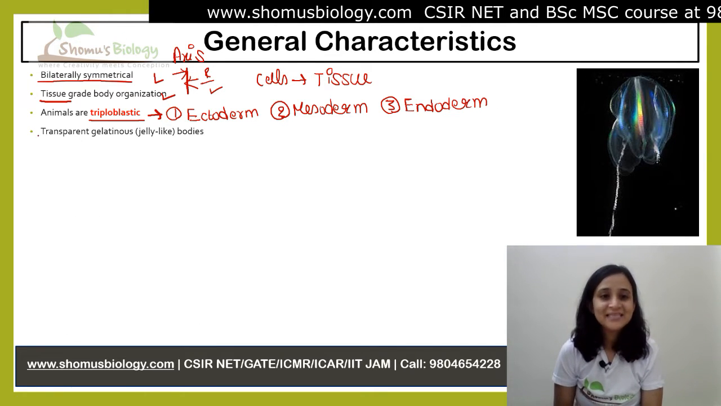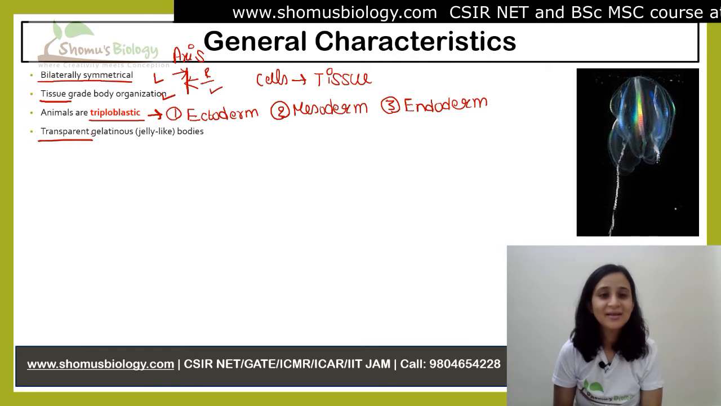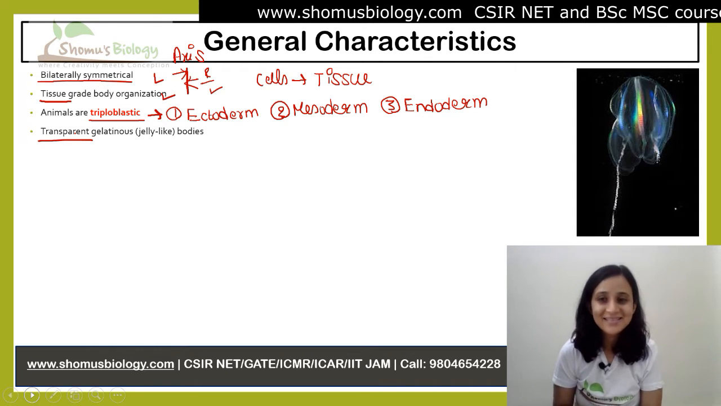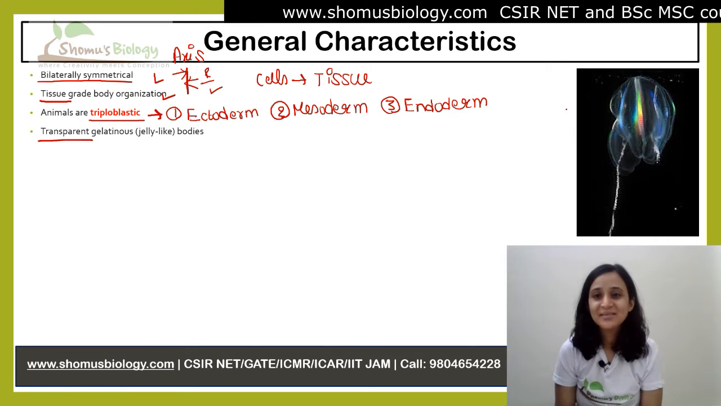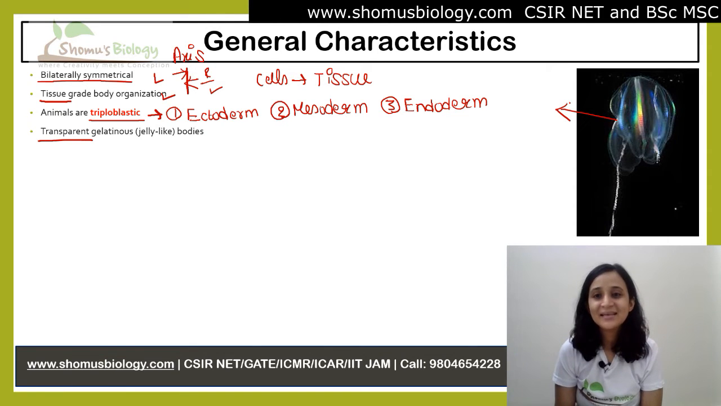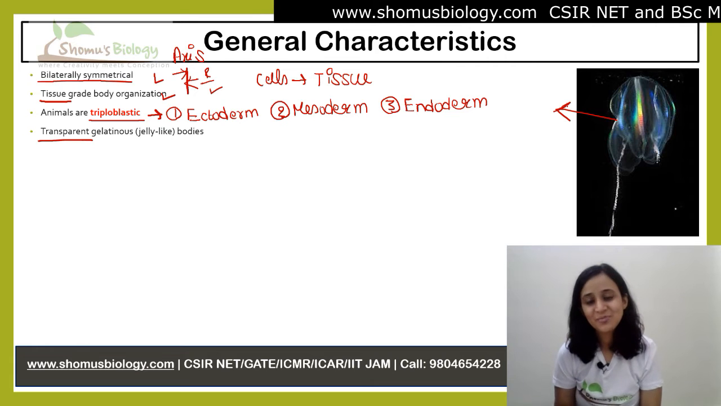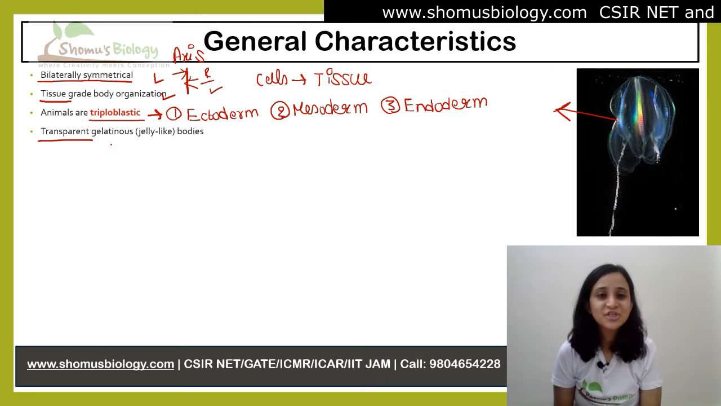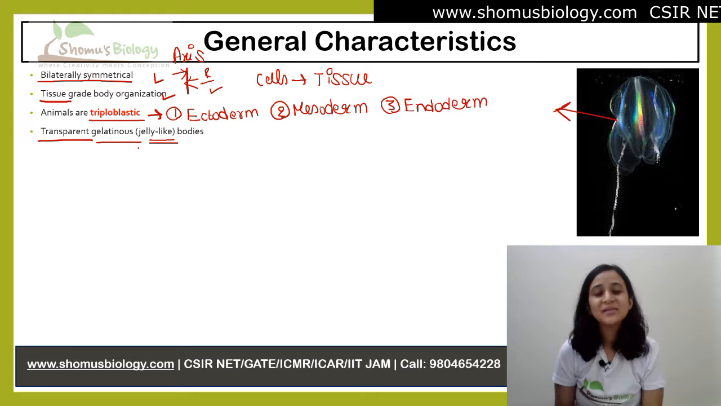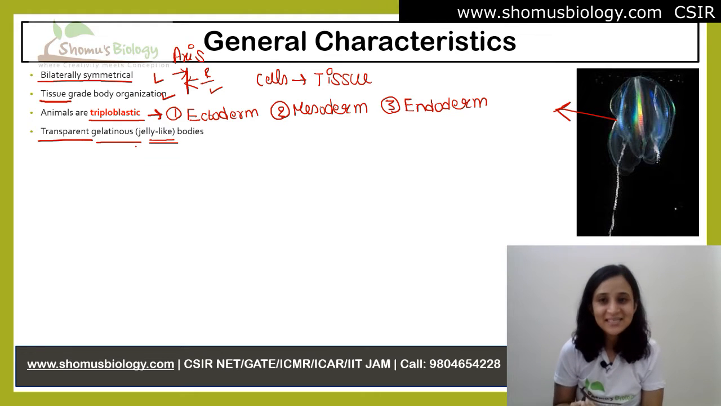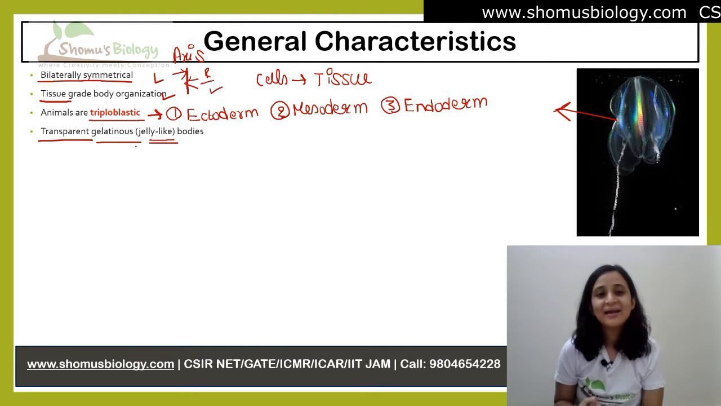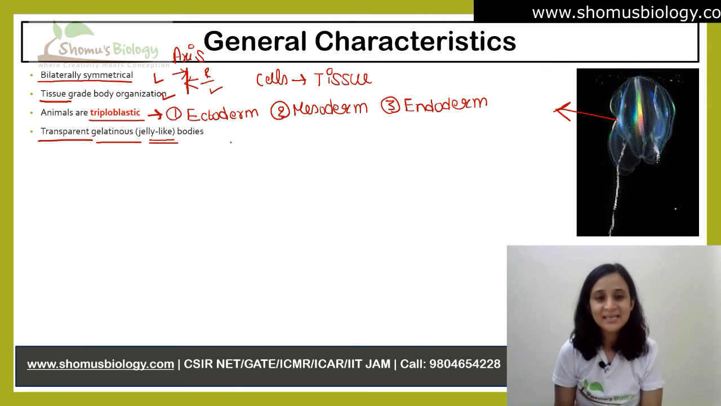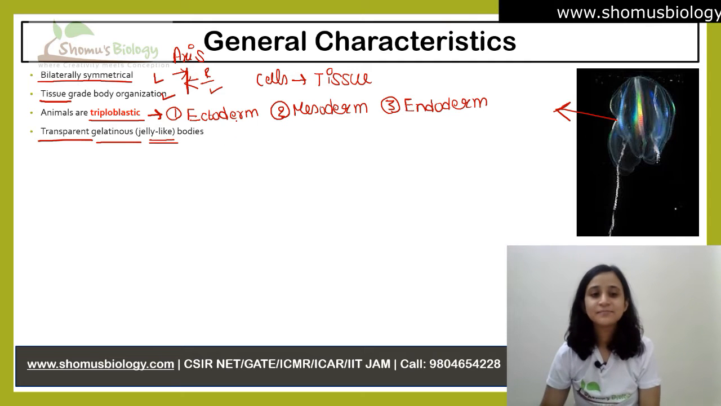Transparent gelatinous bodies. So they are transparent. They have glass-like transparency. From this picture you can understand how transparent their bodies are, right? And they have gelatinous bodies, that means a jelly-like body. They secrete some gelatinous substance that is like jelly, so you will get gelatinous bodies in these organisms.